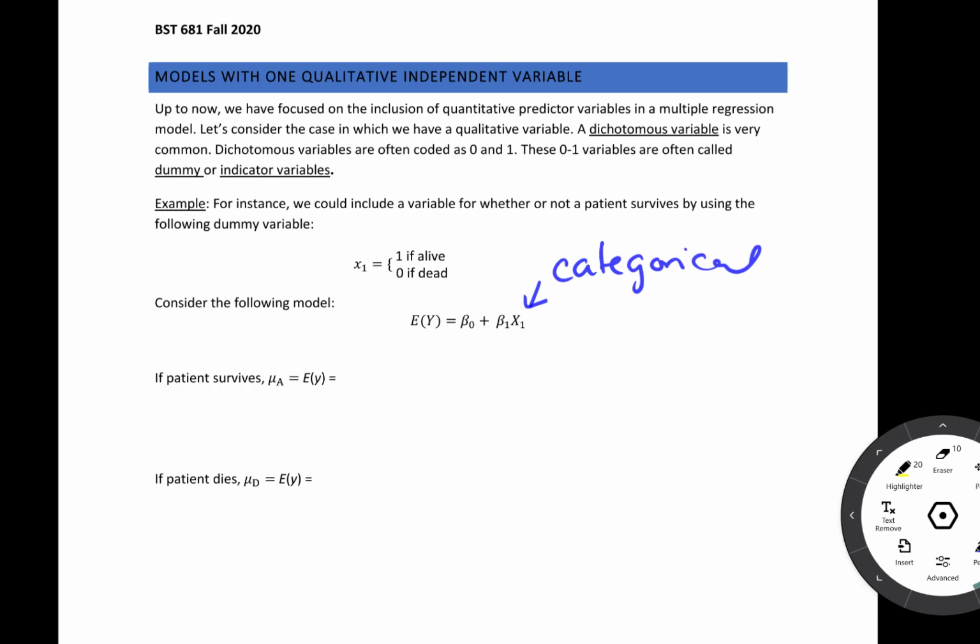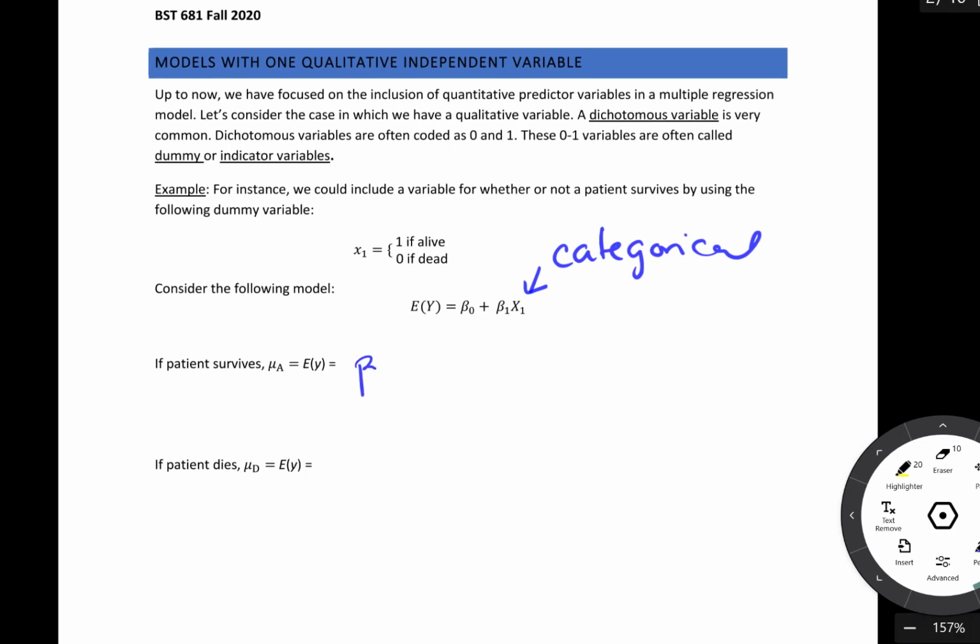So let's look at what happens when we look at the two different potential values for x1. The first thing we're going to do is look at what happens to the expected value of y if a patient survives. In other words, if the patient is alive. In this case, we're going to have beta naught plus beta 1, and x1 is equal to 1, so multiply by 1. So we get beta naught plus beta 1. We can denote this as mu a. In other words, this is the mean for when the patient is alive.